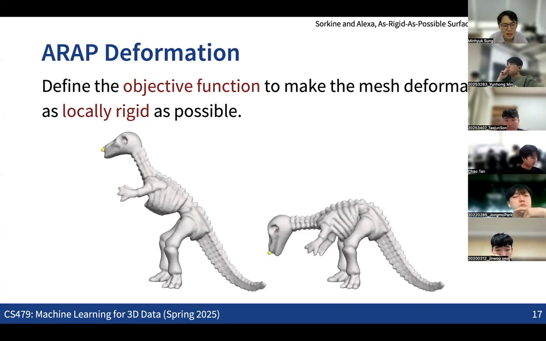So the point is, what's the meaning of a rigid transformation? And also what's the meaning of a locally rigid transformation? I guess everyone would know the meaning of a rigid transformation, right? What's the case of having a rigid transformation? What are the specific types of transformations that are included in the rigid transformation?